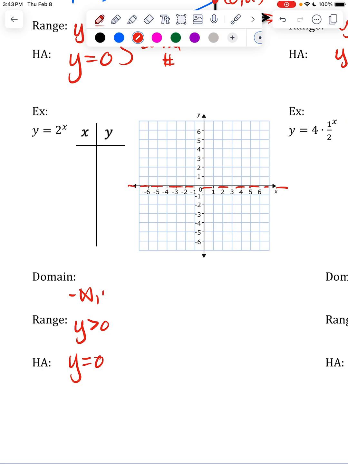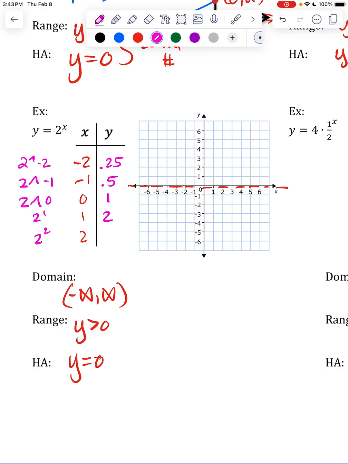And I know that my domain is always all reals. So I'm going to try -2, -1, 0, 1, 2. Now, if you want to do this on your calculators, you're going to have to type 2 raised to the -2 power, and it's actually going to give you 0.25. You'll do 2 raised to the -1, 2 raised to the 0, anything to the 0 power is 1, 2 to the first, and 2 to the second.